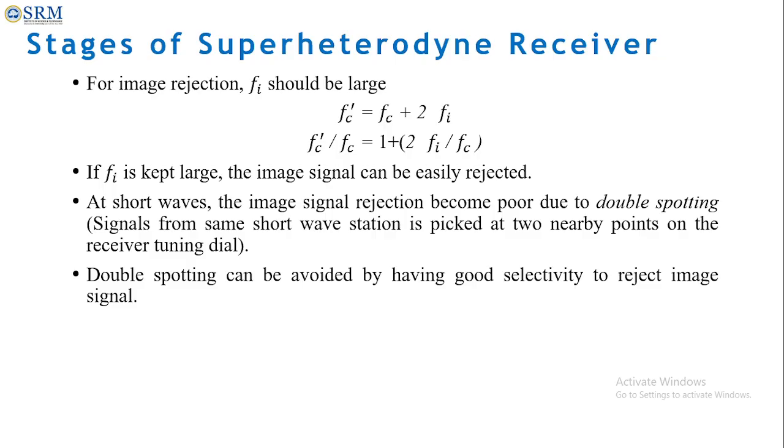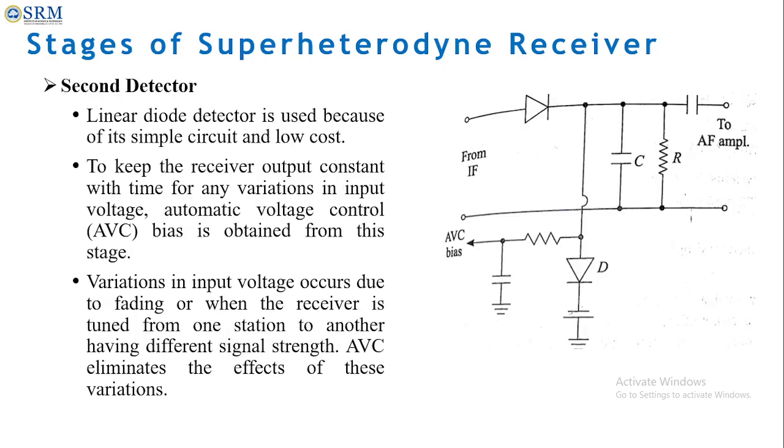For image rejection, Fi should have a large value, and the image frequency is Fc dash equal to Fc plus twice Fi. By taking the ratio, we get 1 plus 2 Fi divided by Fc. So if Fi is kept large, the image signal can easily be rejected. Otherwise, the image signal rejection becomes poor due to double spotting. The double spotting can be avoided by having good selectivity to reject the image signal.